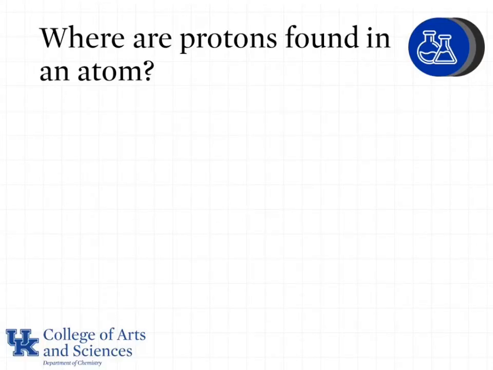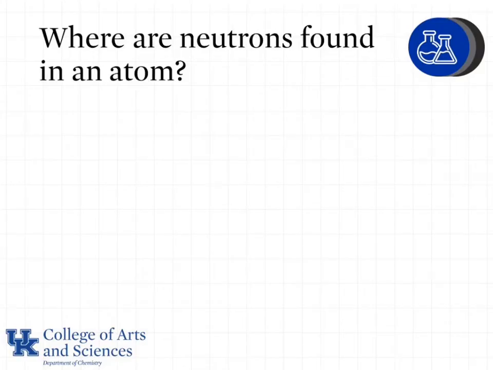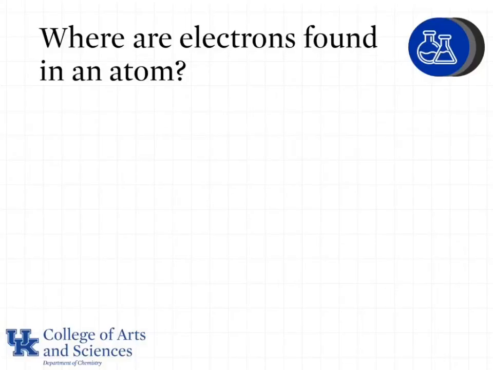So where are protons found in an atom? So protons are located in the nucleus. Where are neutrons found in an atom? Neutrons are also located in the nucleus. And where are electrons found in an atom? Electrons are located outside the nucleus.